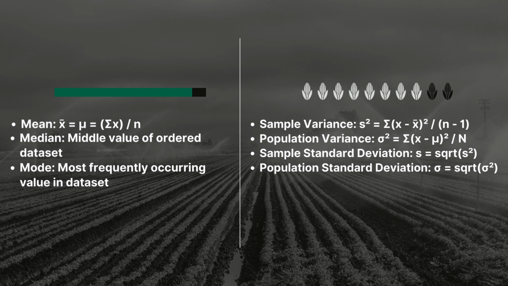Sample variance is found by taking the difference between each value and the mean of the data set and squaring it, then adding the squared differences, then dividing by n minus 1. For a population, the operation is the same, except for dividing by n.